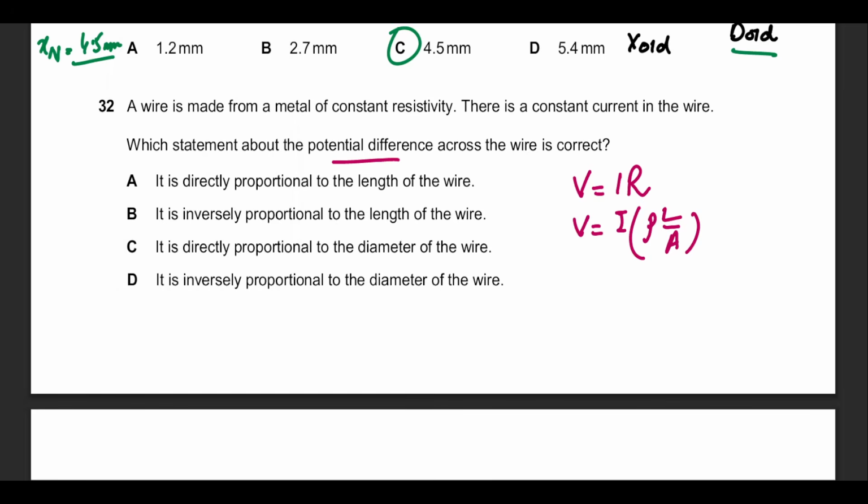So as you move along the length, as you increase the length, the potential difference increases, or you can say that as the electrons move along the length, they lose energy. They require more work done on them to be able to do that. So when he says that it's directly proportional to the length of the wire, this is the most appropriate and best option because that's what we see. V is proportional to length.